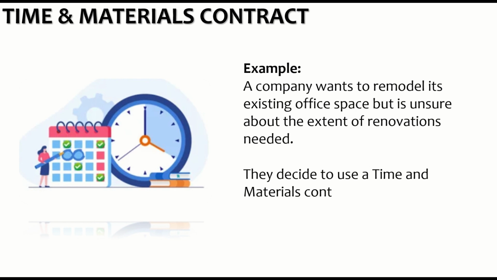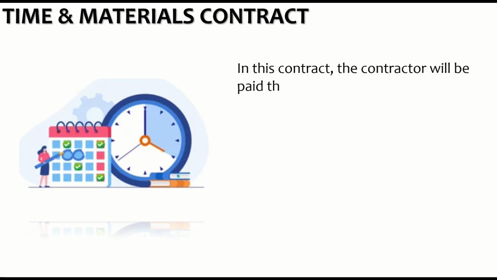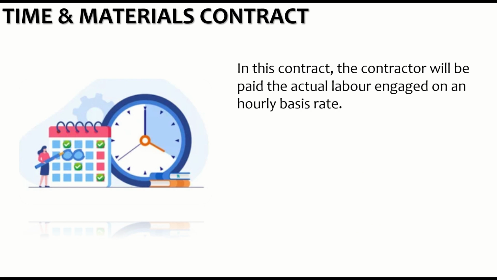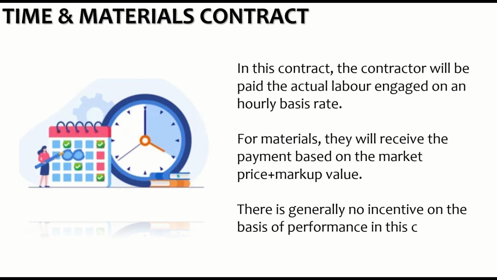They decide to use a time and materials contract to provide the flexibility to adapt as they uncover the existing conditions. In this contract, the contractor will be paid for the actual labor engaged on an hourly or daily basis rate. For materials, they will receive payment based on the market price plus a markup value. There is generally no incentive on the basis of performance in this contract.